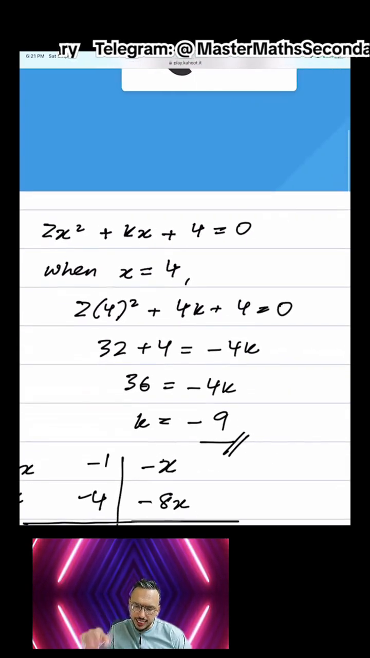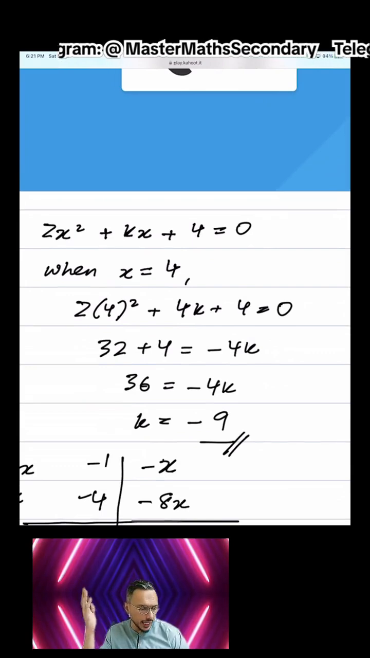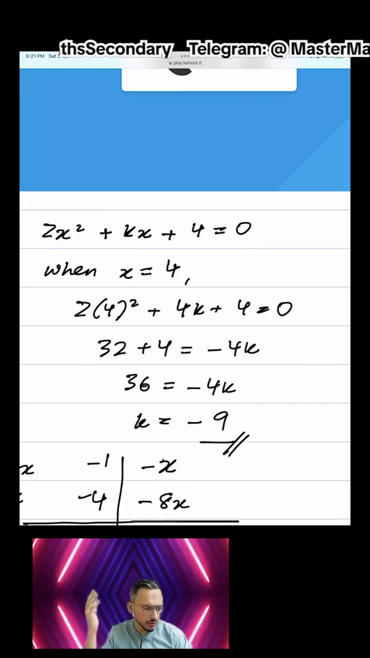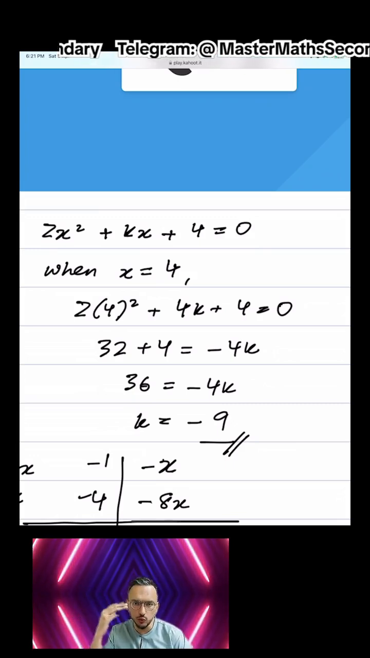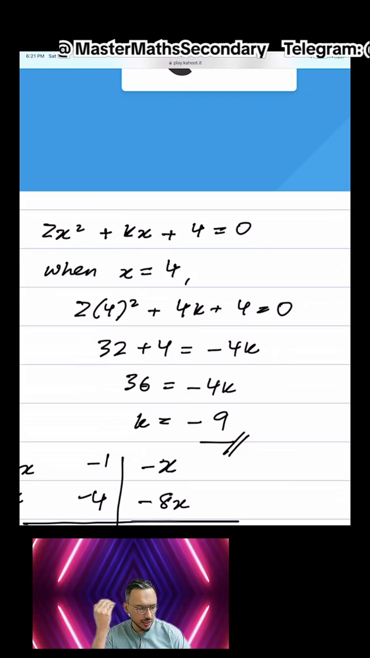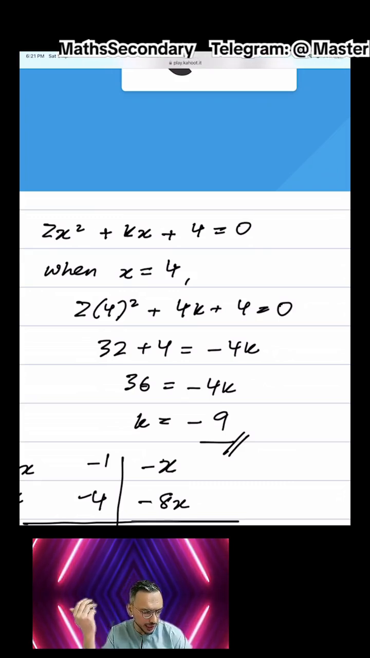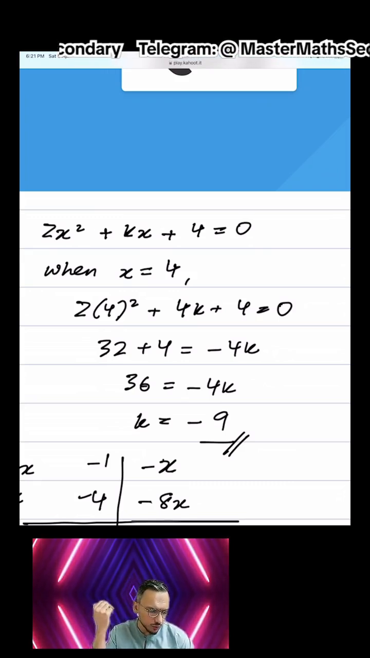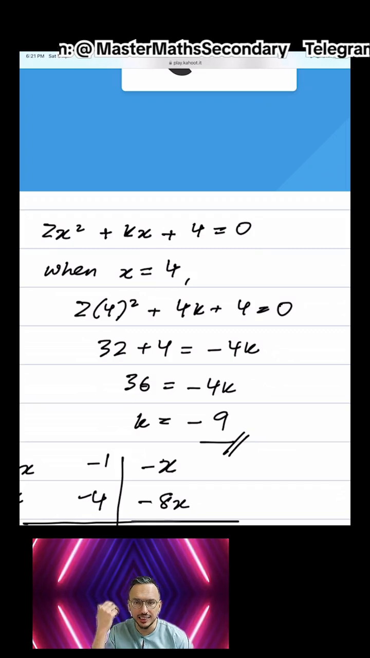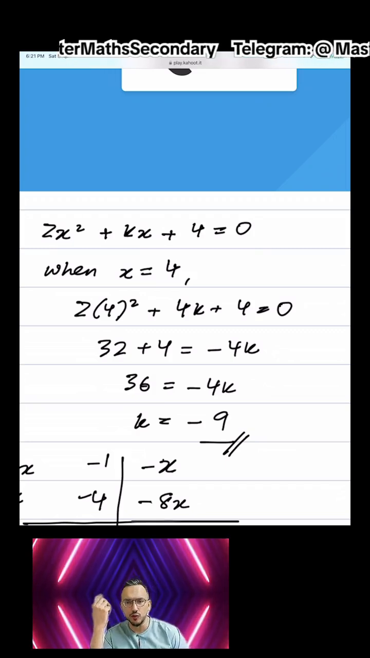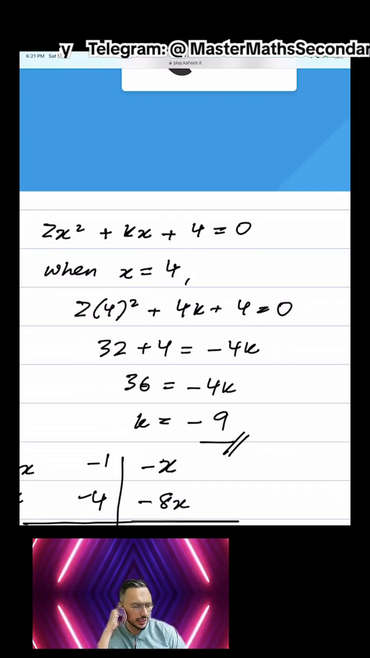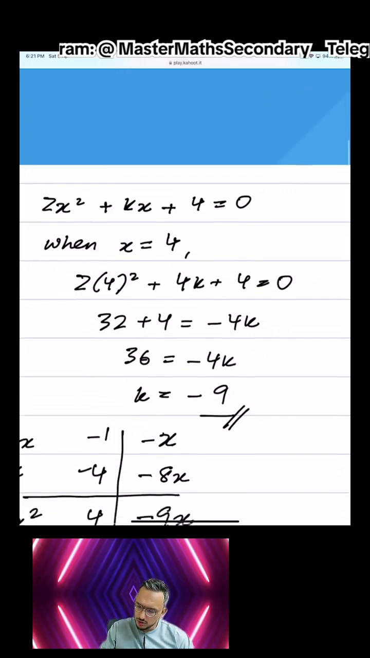Okay, so with that, 4 squared is 16. 16 times 2 is 32. And then you have 32 plus 4. So 32 plus 4 equals minus 4k, which means that your k will be equals to negative 9. 36 divided by negative 4 will give me negative 9. Now, is that the end of the story?